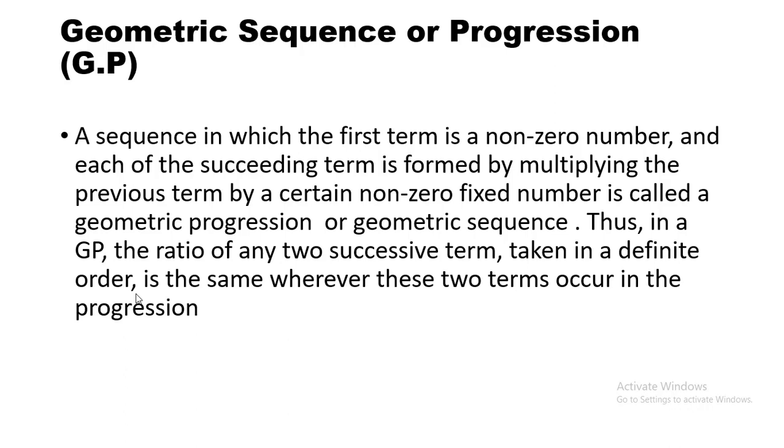Earlier in the arithmetic sequence we saw that the difference should be equal throughout the sequence, but in a geometric sequence the most important thing is that the first term should be a non-zero number and the common ratio should be equal throughout the sequence.